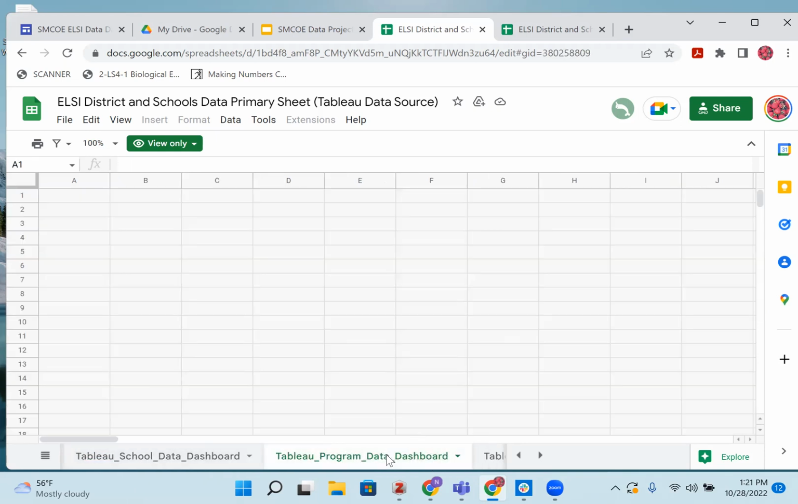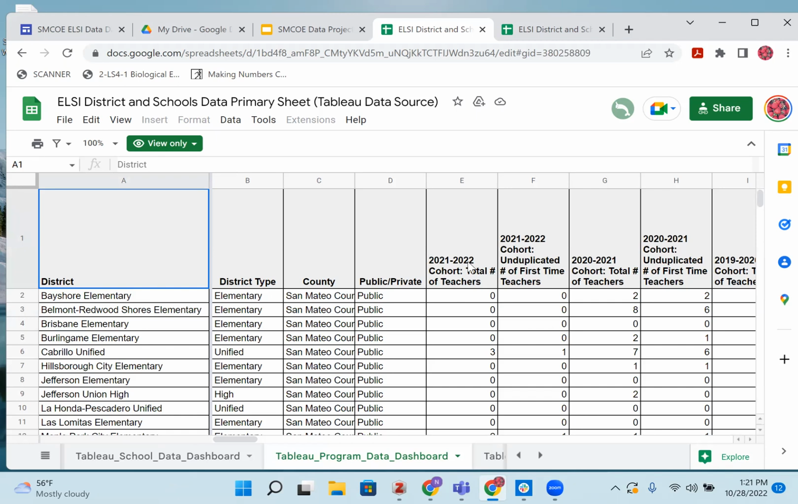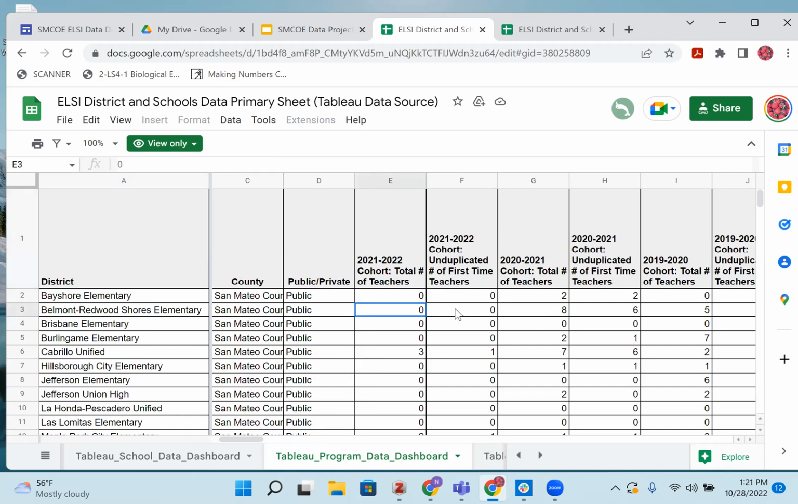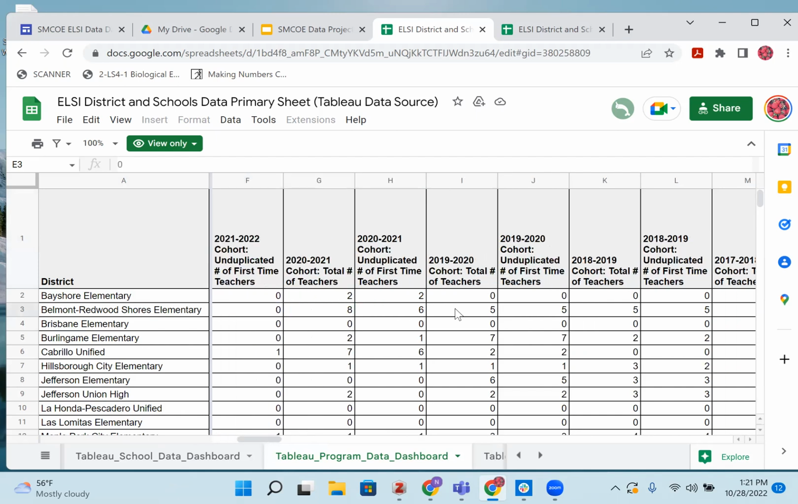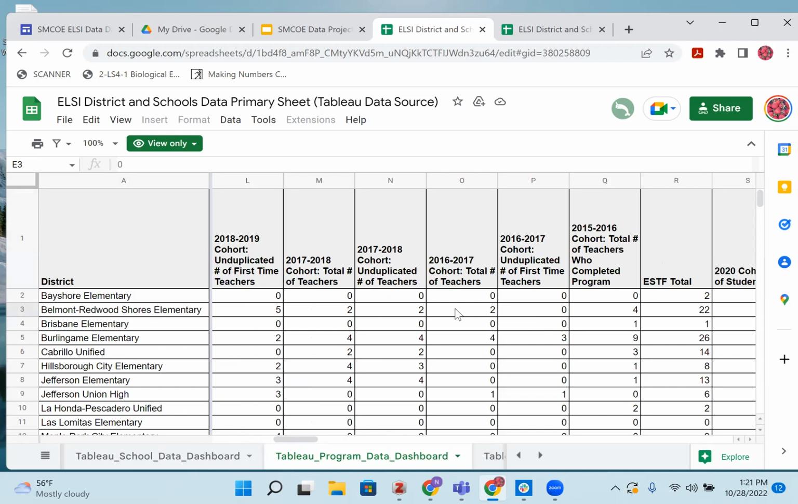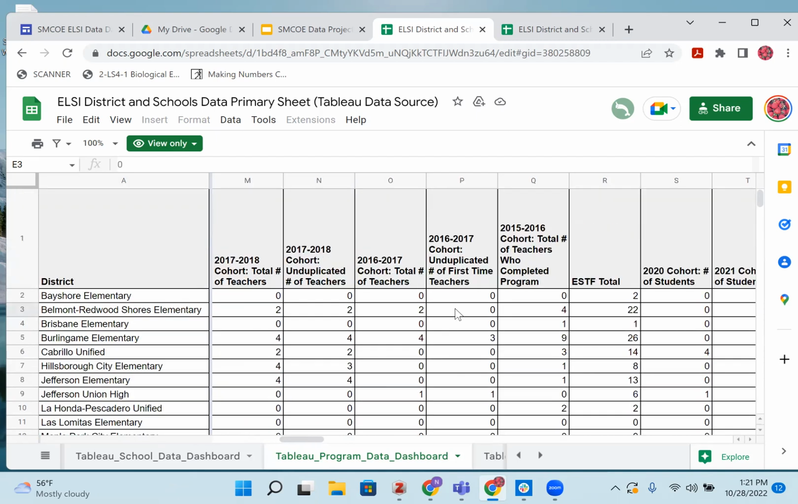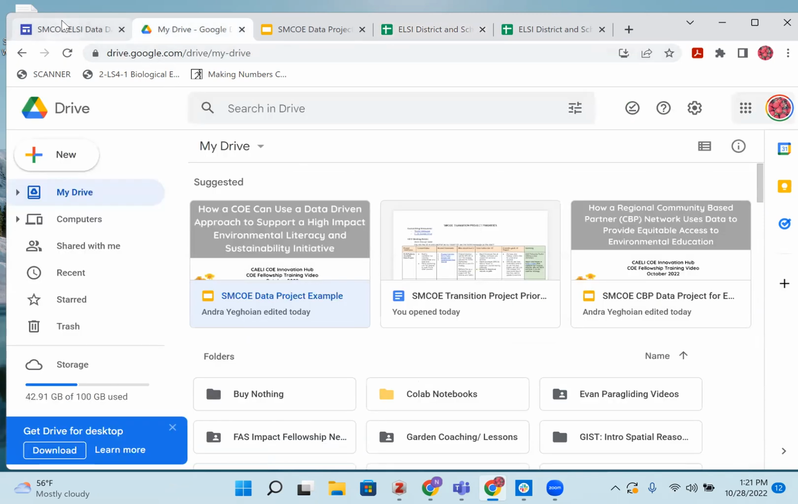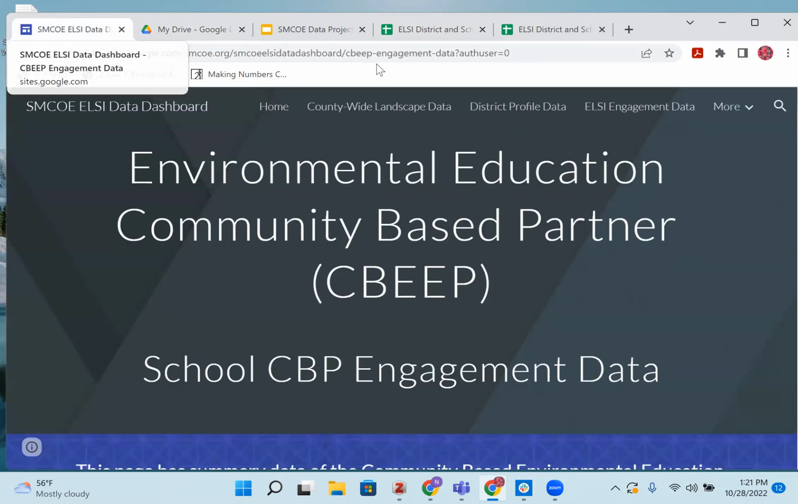So that would be on this tab, and we have each cohort, just the total number of teachers. And again, we're using pretty simple data sets here. There's a lot of zeros and ones to show progress over time. Okay, so then I'm going to move out of this one and share.